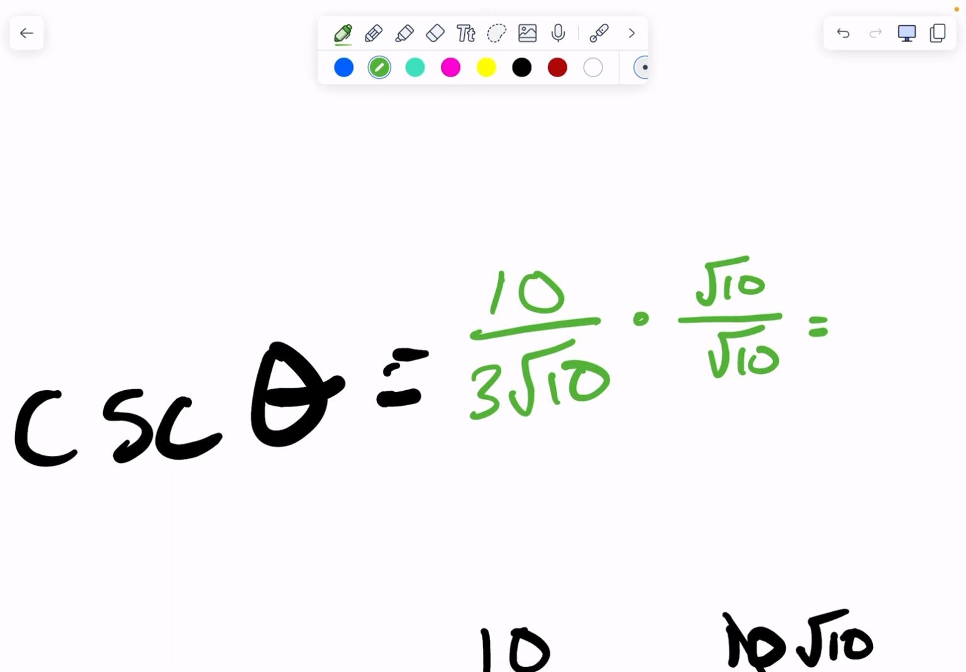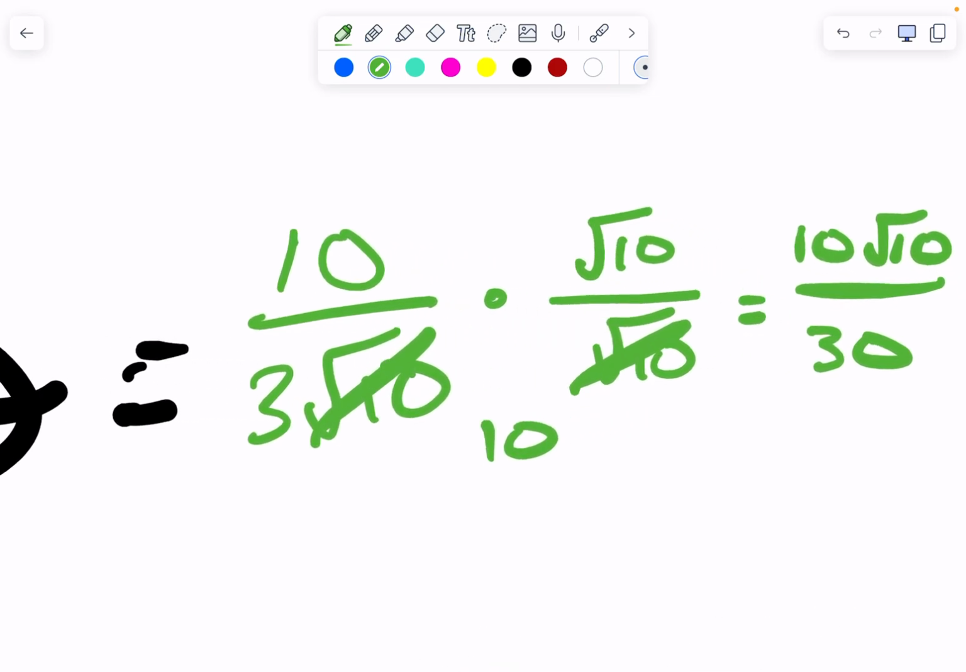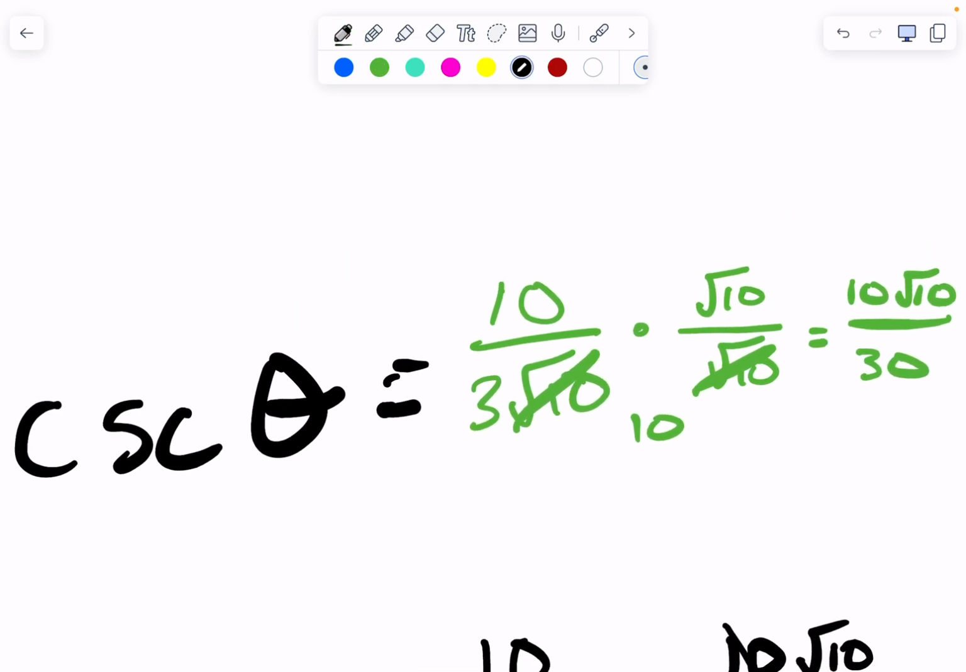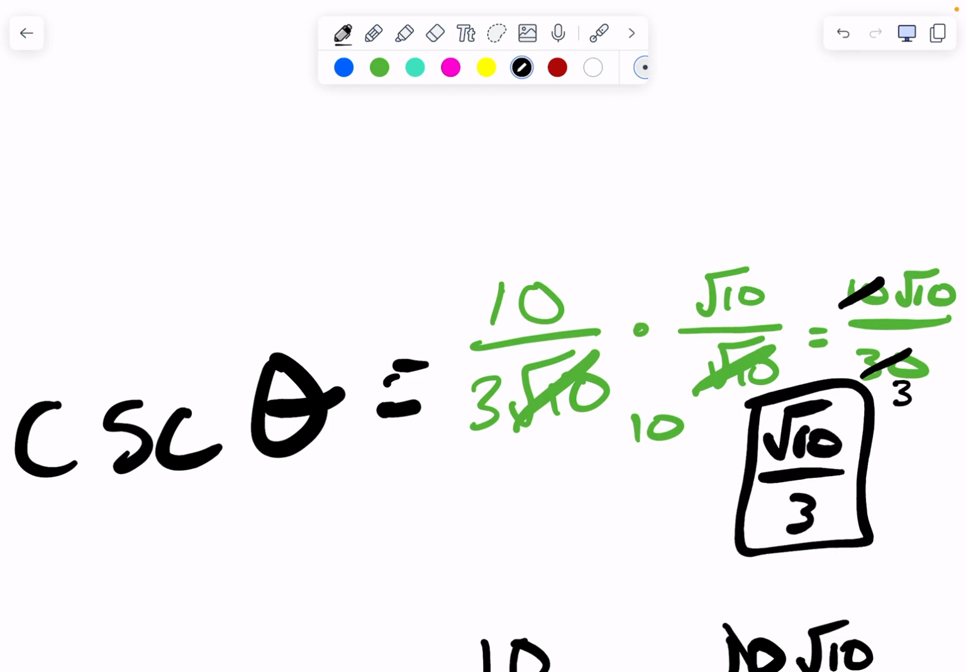So this one would be 10 square roots of 10 over, on the bottom, square root of 10 times square root of 10 is just 10, but I have that 3 there, so this is 30, yeah? Okay. And then what happens? I can divide by 10, so this 10 is gone, and this will just become 3, so this is the square root of 10 over 3. So I get that same disgusting thing. Yeah, you get the same thing, but, you know.